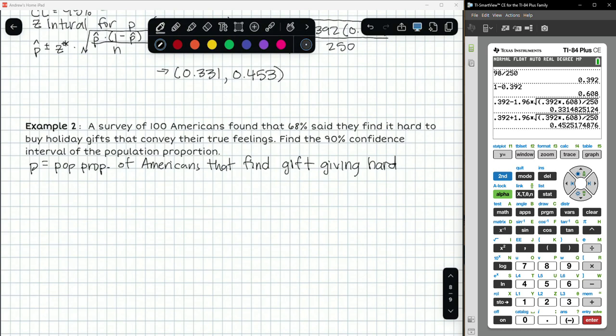They only gave us a couple of numbers. So they said a survey of 100 Americans. I know my sample size is 100. And I know that the proportion of that 100, so a sample proportion, the 68%, said they find it hard to do the gift giving. So p hat is 68% or 0.68. My confidence level, they said a 90% confidence interval, so 0.90 or 90%.